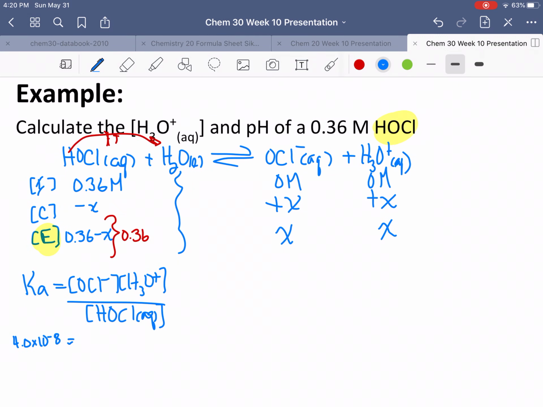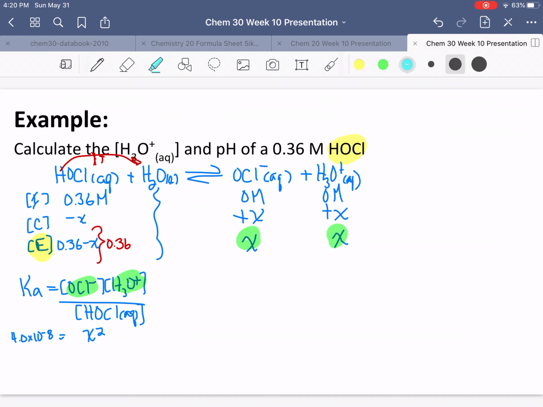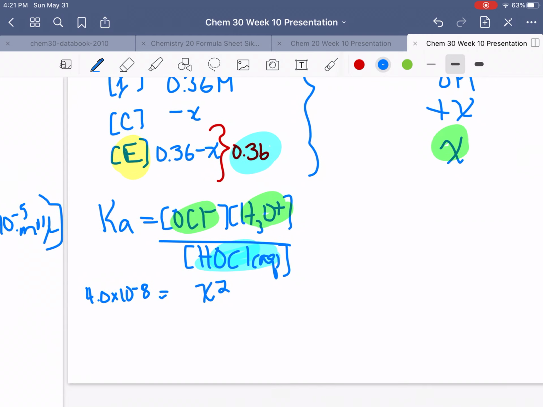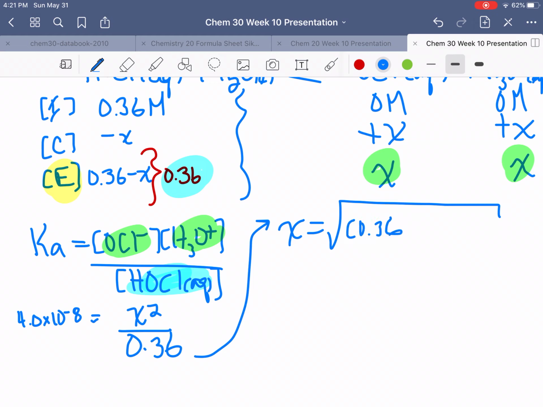These are both x. How do I know? Because it's at equilibrium. X, x, this. Okay? So x times x, x squared goes on top. Vice versa, the concentration of the HOCl is going to go on the bottom at equilibrium. So I have that value divided by 0.36. Next thing we're going to do is take this thing and rearrange it. So x by itself is going to be equal to the square root of 0.36 times 4.0 times 10 to the negative 8, that Ka value.